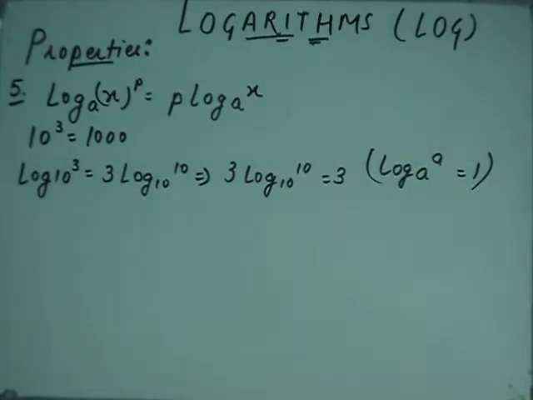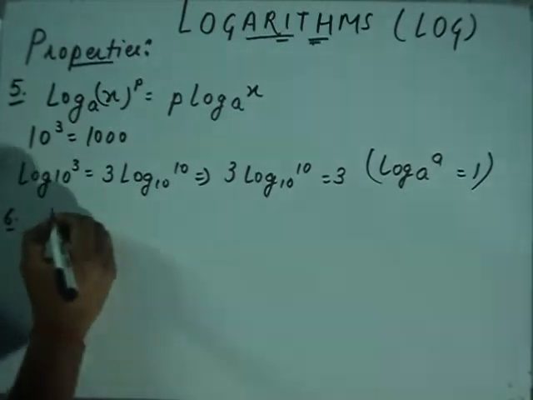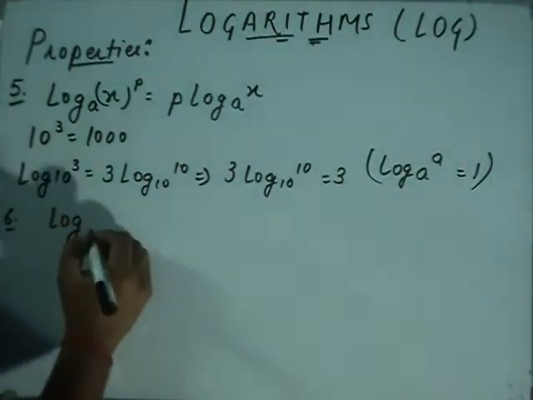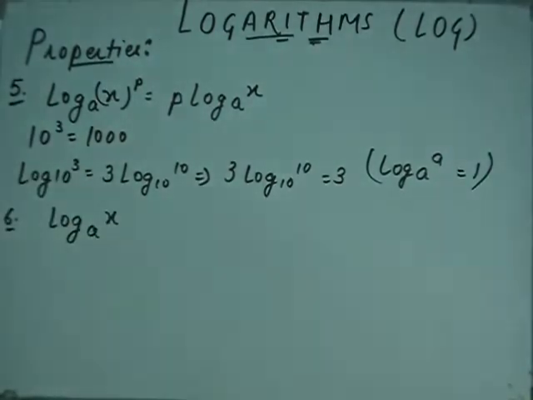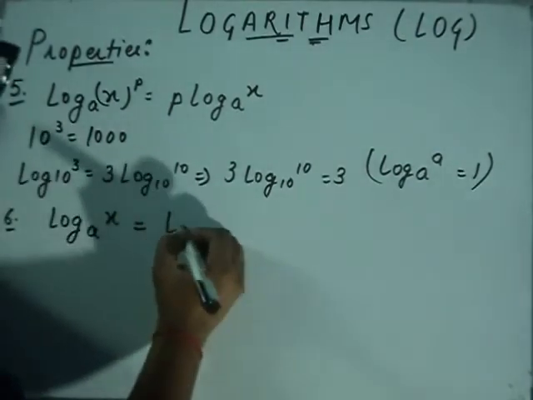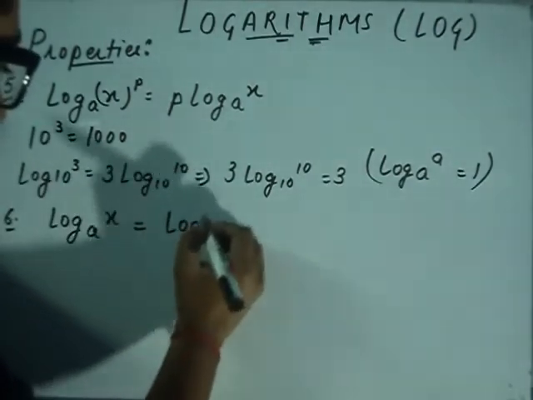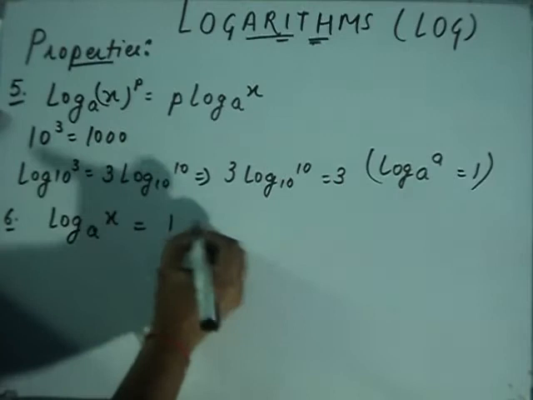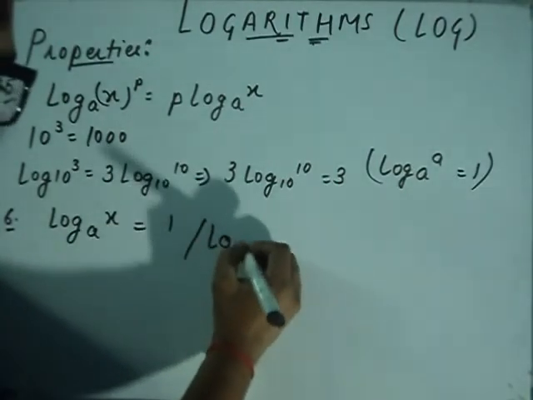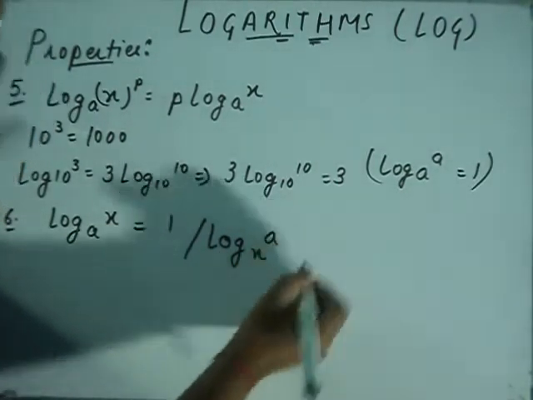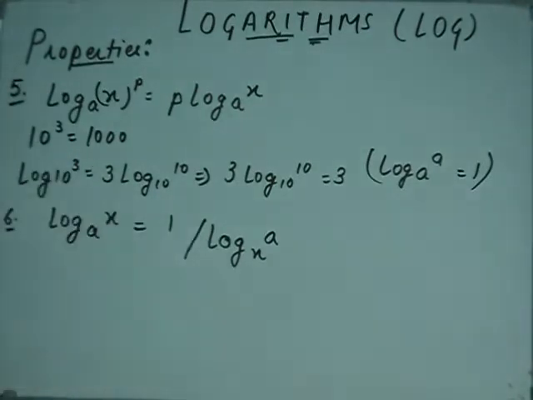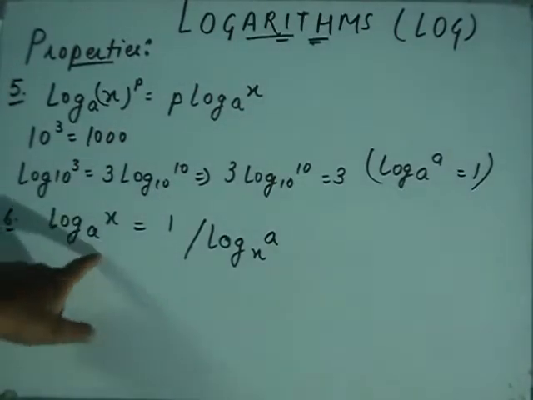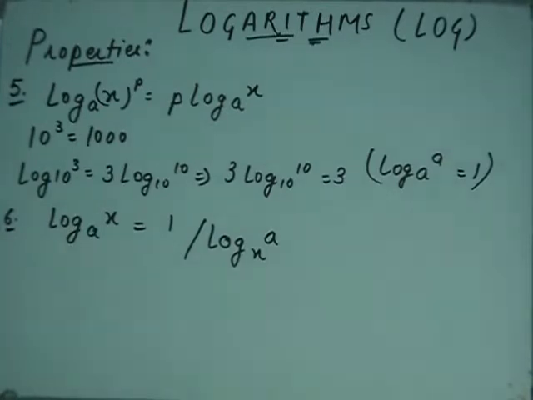Our next property is also an important property. We have this value, so we can convert it into this form. It's a base conversion property. Here the base is a and here my base is x.